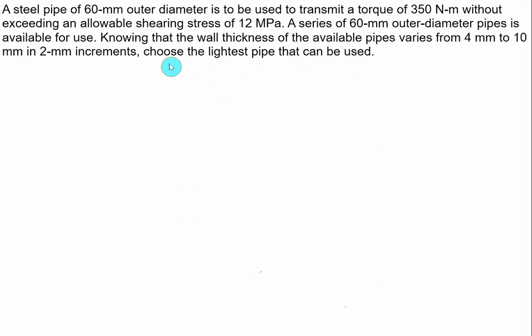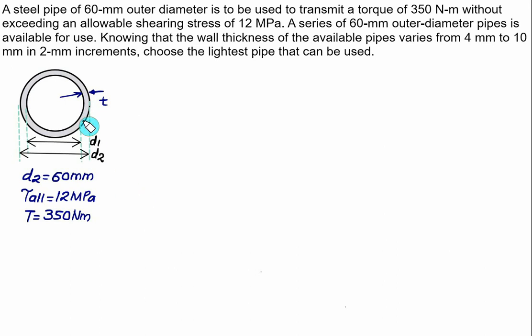For the above purpose, here we have a hollow pipe with the outer diameter given and the inner diameter not known. So let's consider a hollow pipe with outer diameter D2 and inner diameter D1. Outer diameter D2 is equal to 60 mm, allowable shear stress is 12 megapascal, and the torque is equal to 350. The inner diameter we have to calculate from the knowledge of k, where k is equal to D1 by D2. And the thickness t is given as the outer diameter minus inner diameter divided by 2.